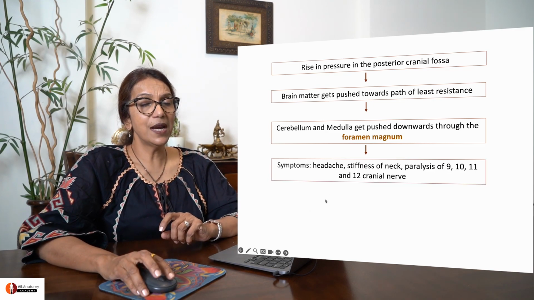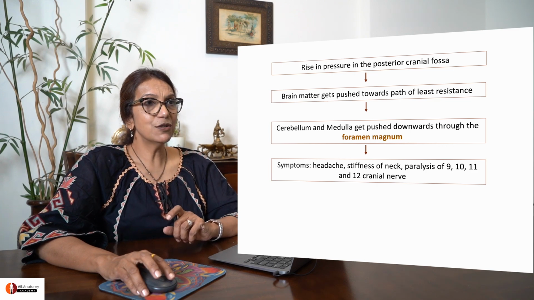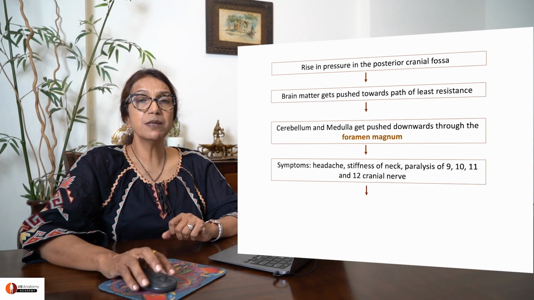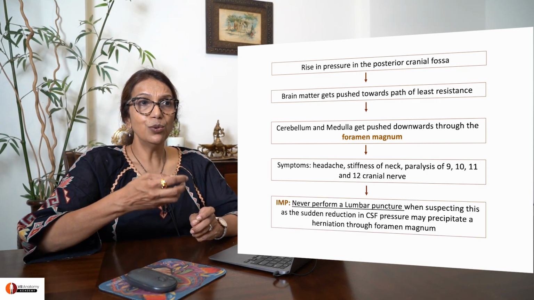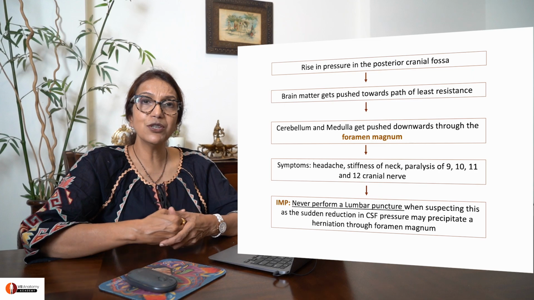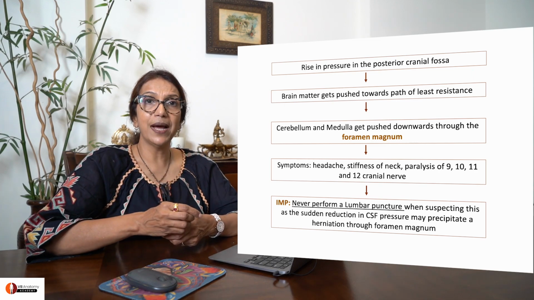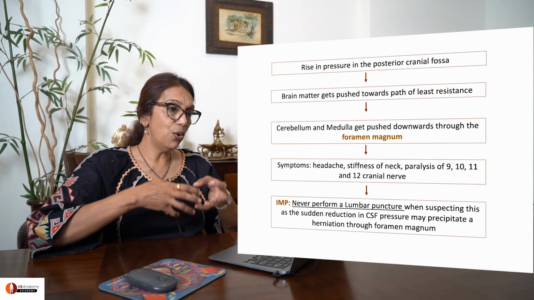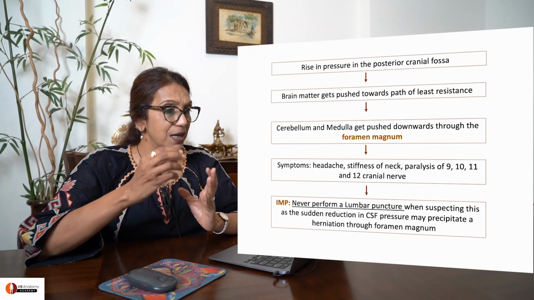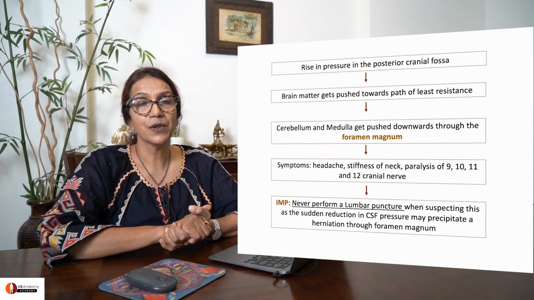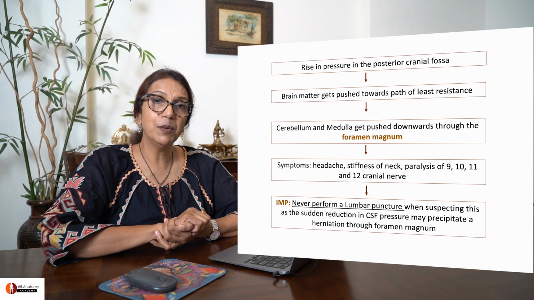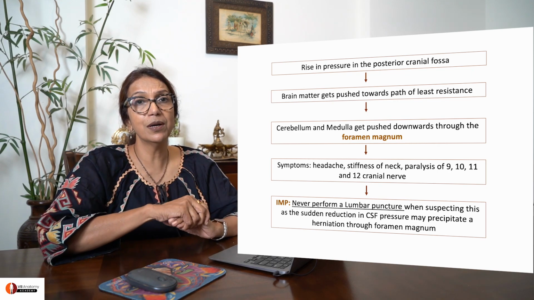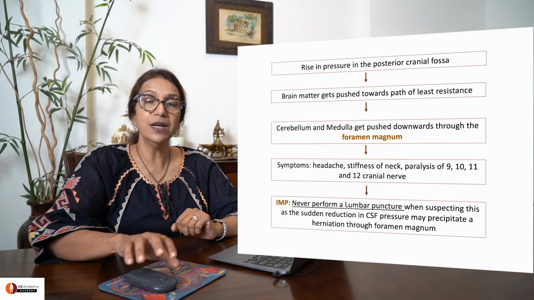Patient will come with symptoms of headache, neck stiffness, paralysis of 9th, 10th, 11th, 12th cranial nerves. Okay, now you will be tempted to do a spinal tap or a lumbar puncture to see what is going on, and maybe you can check the CSF. But the moment you do that, the CSF pressure falls. The moment CSF pressure falls, the whole thing causes a catastrophic precipitation of herniation. So never do a lumbar puncture in these cases. So this is what you should be aware of when you are going in for a suspected posterior cranial fossa tumor.